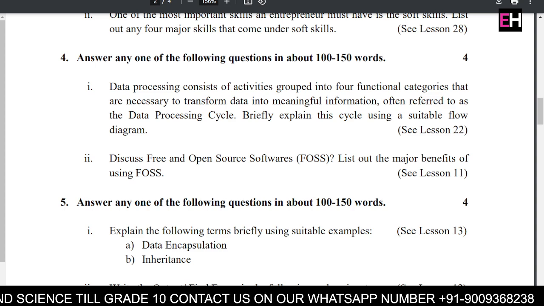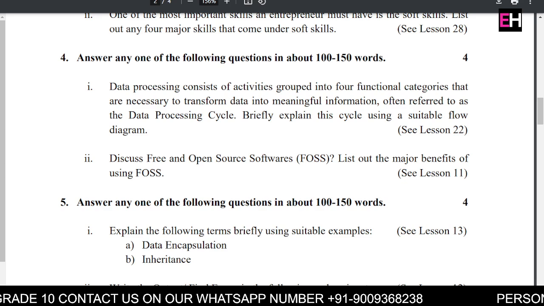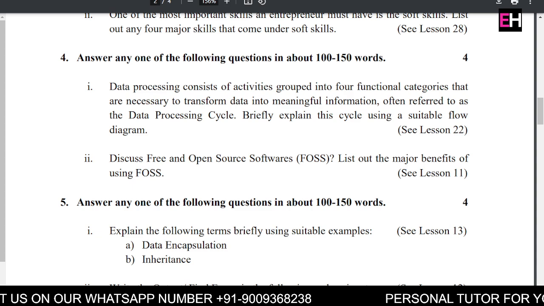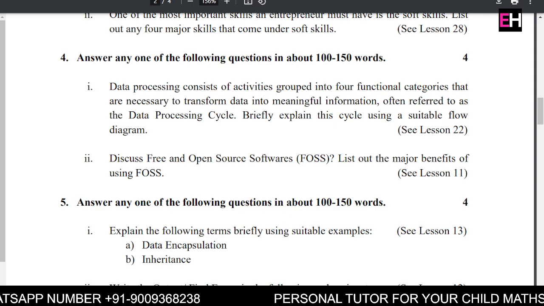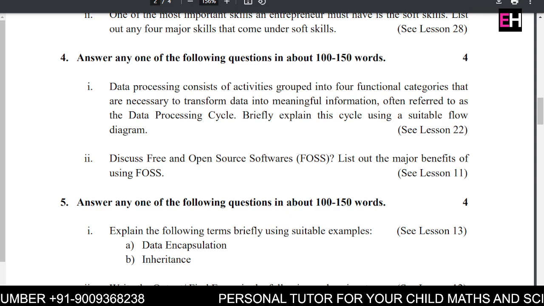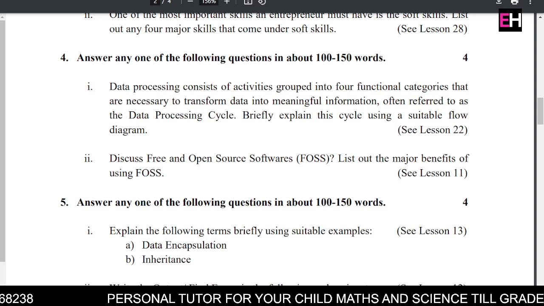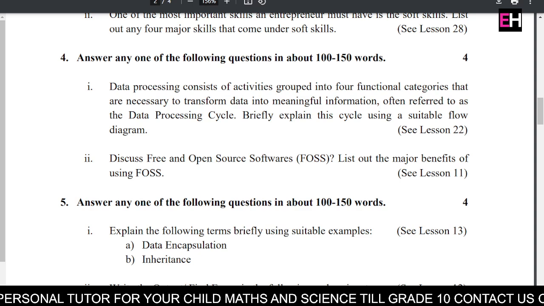Now the question number 4 here is: data processing consists of activities grouped into four functional categories that are necessary to transform data into meaningful information, often referred to as the data processing cycle. Briefly explain this cycle using a suitable flow diagram. So this is the question.